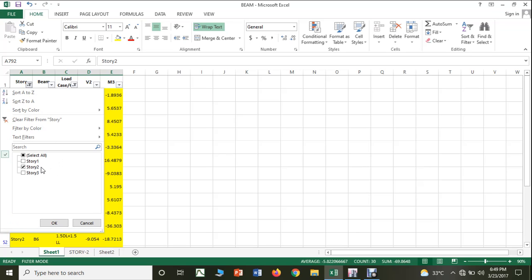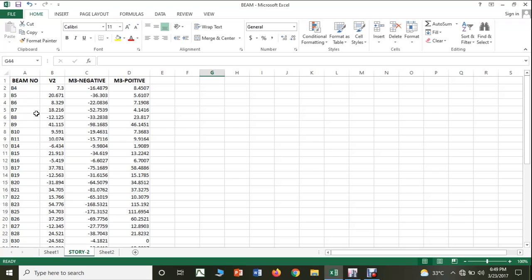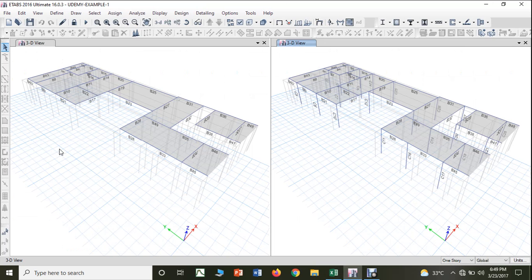In that, we started with story 2, the top story, and we made a separate folder. V2 represents the maximum shear that you can have in the beam, and M3 represents the maximum negative moment as well as the maximum positive moment. Usually the maximum negative moment will be observed at the supports, whereas the positive moment will be observed at the mid span of the beams.